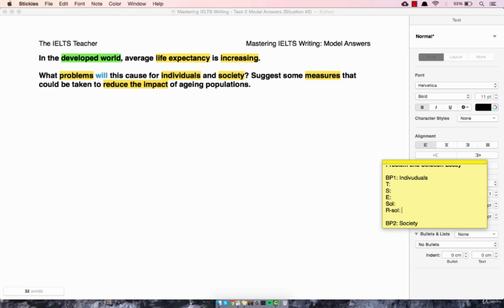You can't just present the solution and say that's it. You need to explain how that is going to improve the situation. Okay, same down here. TSE, sol, our sol. Of course, we can change this as we go on the fly, but by creating these constraints, they actually help to improve our creativity and our ideas.